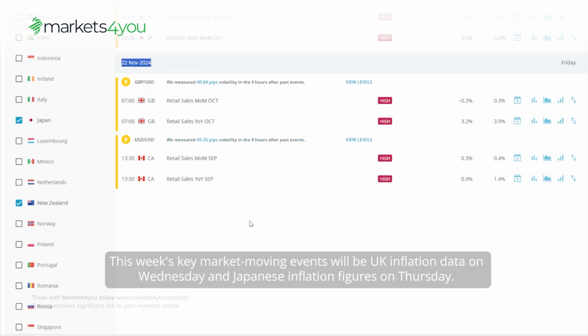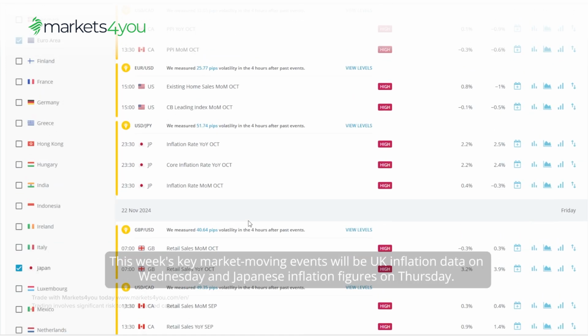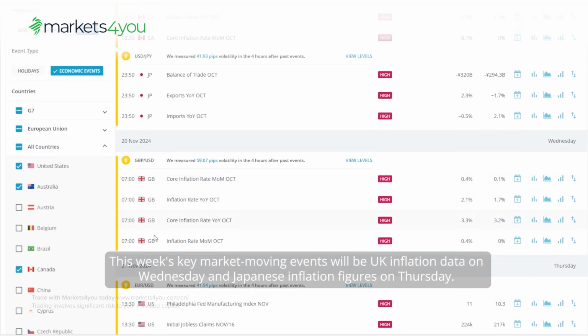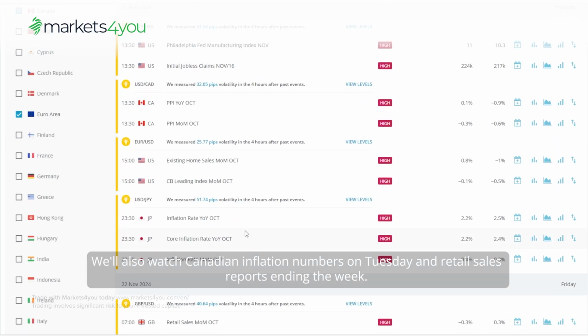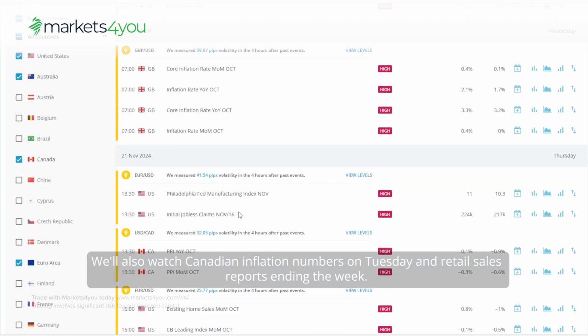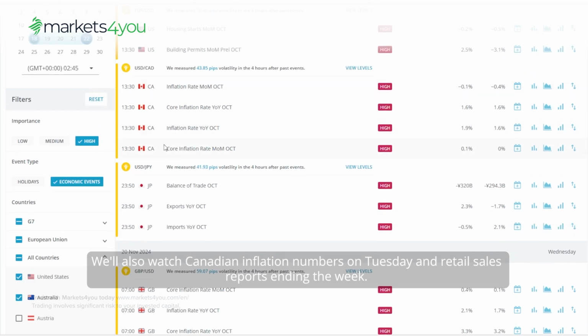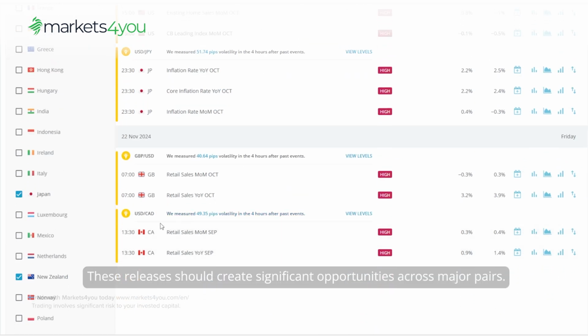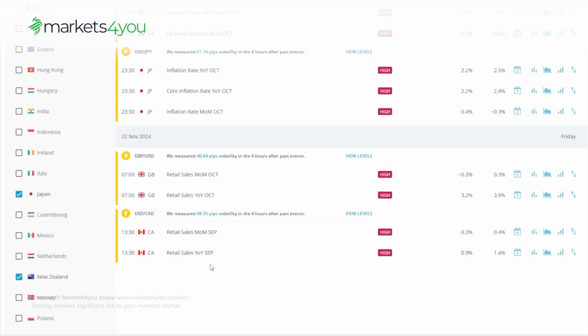This week's key market-moving events will be UK inflation data on Wednesday and Japanese inflation figures on Thursday. We'll also watch Canadian inflation numbers on Tuesday and retail sales reports ending the week. These releases should create significant opportunities across major pairs. Now, let's go to the technical analysis.